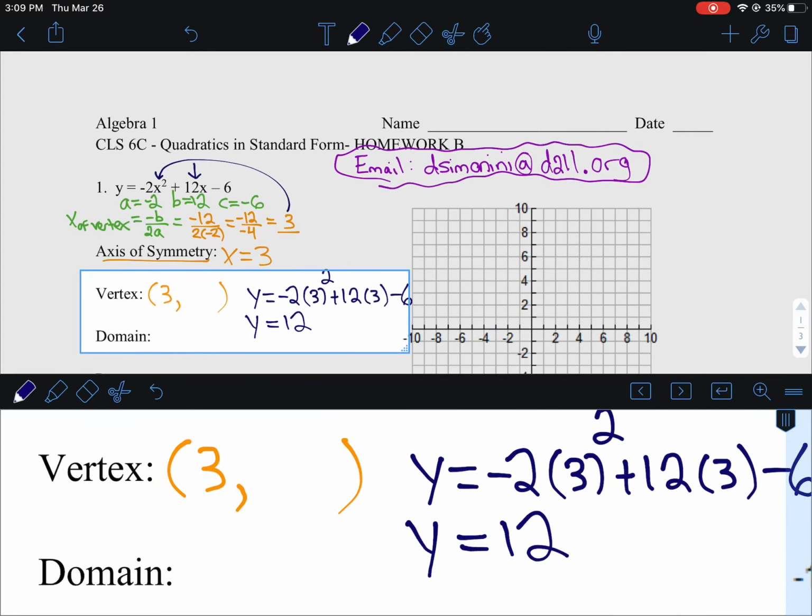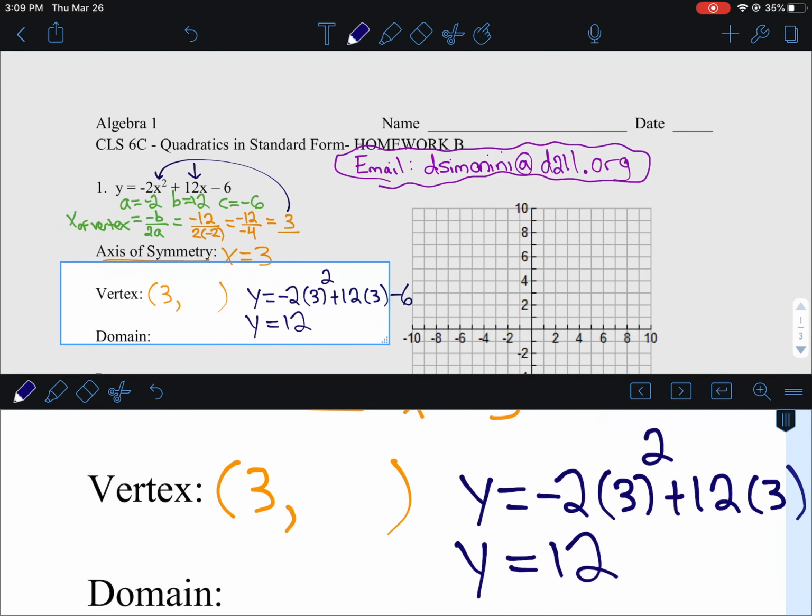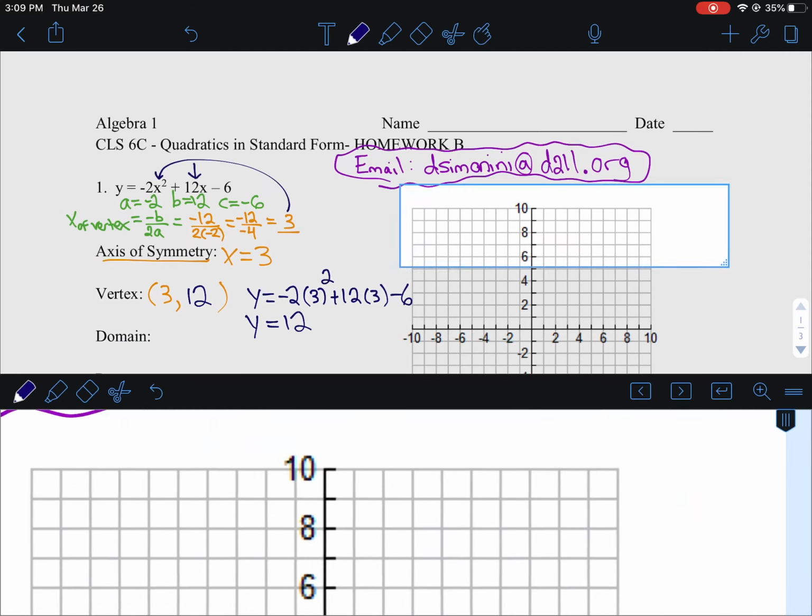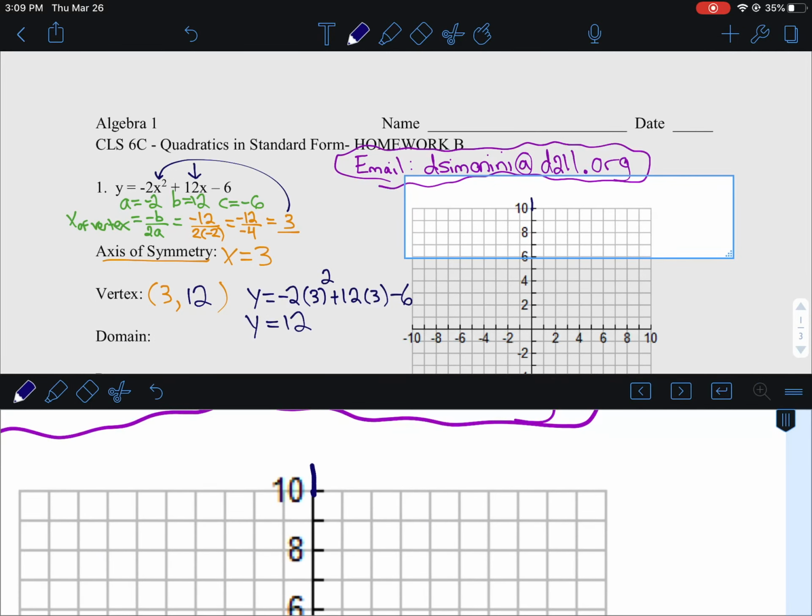So my vertex in this case is going to be 3, 12, which is going to be a little bit off the graph, but that is fine in this example. If you need to go a little bit off, you can. So what I mean by that, you see how it only goes up to 10? You can extend this out. Remember, these graphs go on forever and ever. Just kind of eyeball it, 11, 12 right there.